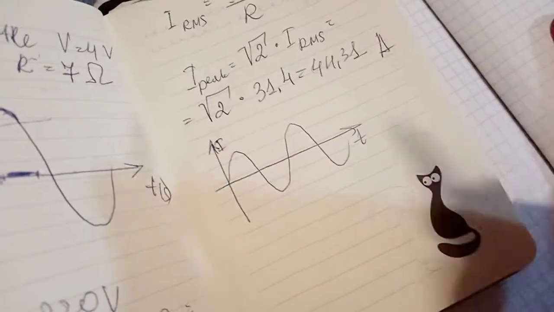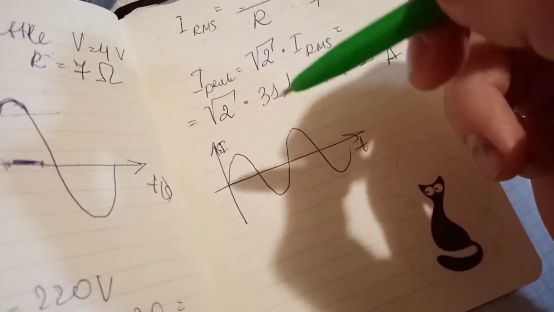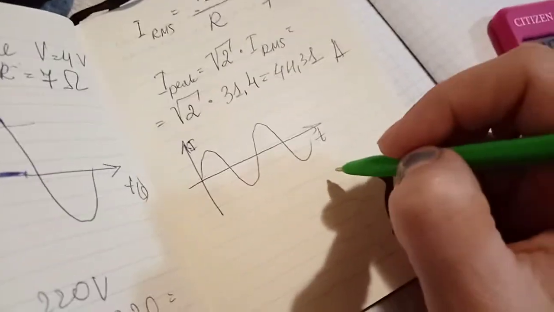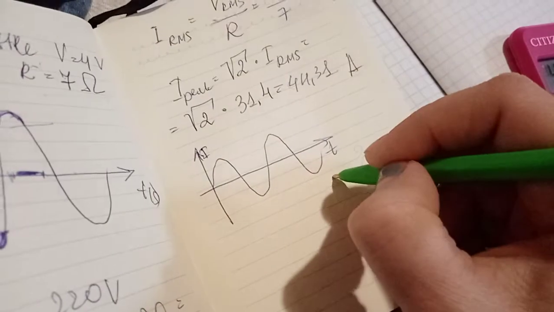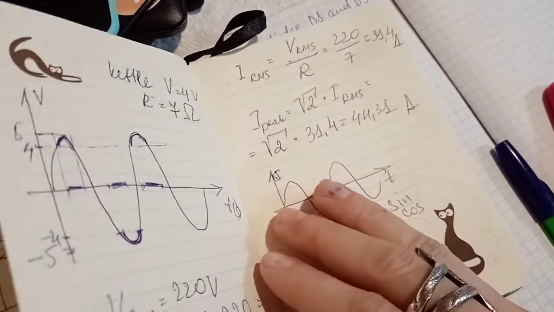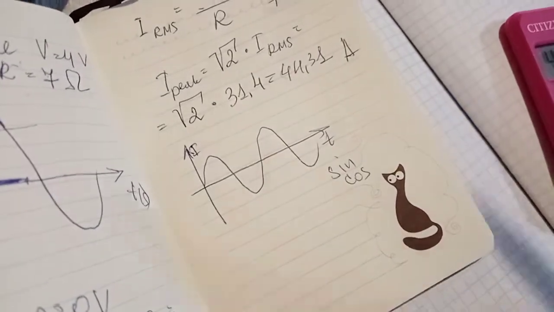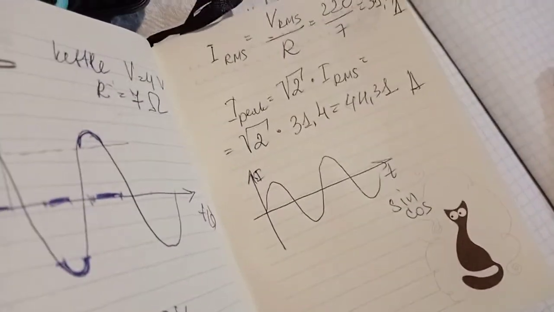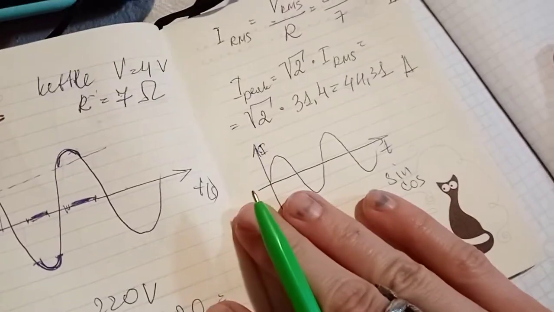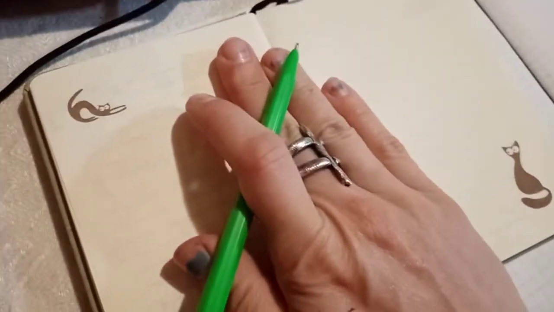And for the current, it will be the same graph, the same plot as for the voltage. I mean that it will look like sine or cosine. That's it. So here we are with the main parameters, and then, for example, you just need to know how to count frequencies or time periods, and mostly that is all.